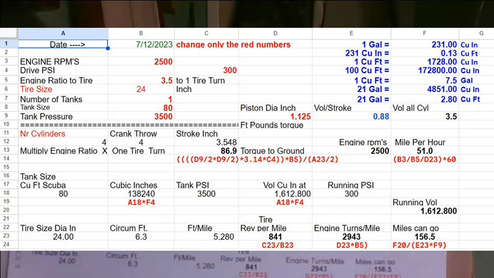Today I'm going to make a video about how I calculate the different things for my air engine. It is a positive displacement engine, so that means when you put air into it, it's either going to compress the air that's going in or it's going to make something move.